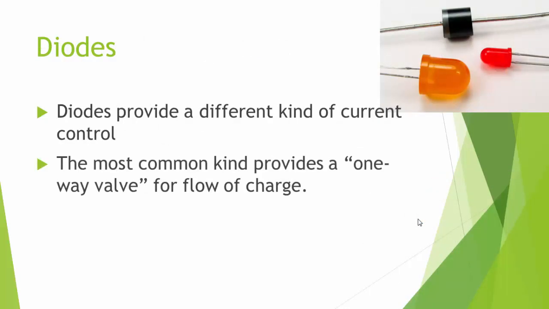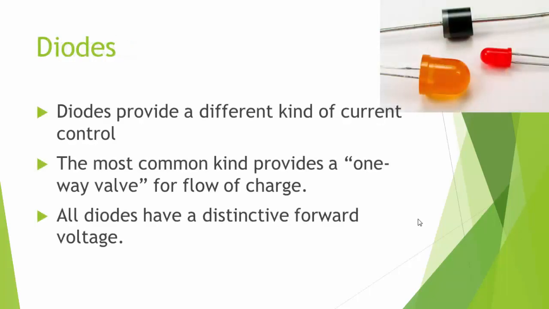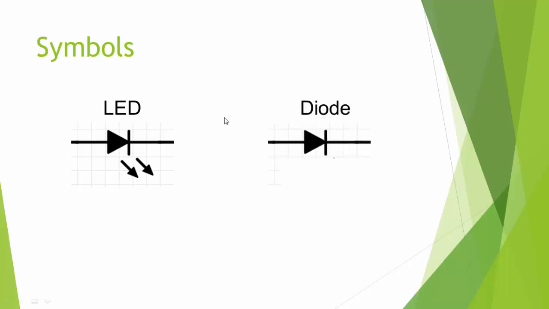Okay, so diodes then provide us with this one-way valve for flow of charge. We can control the flow of charge, allowing it to go in only one direction. And each of these, by the way, a given diode on its data sheet, you'll be able to find the forward voltage drop. The symbols for these things, the LED we've already seen. It has arrows that represent the light beams coming off of it, but also it incorporates this symbol of a diode.